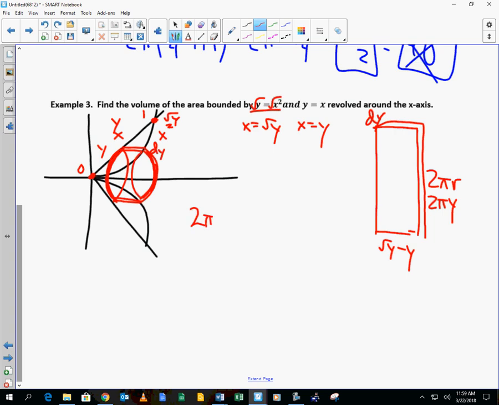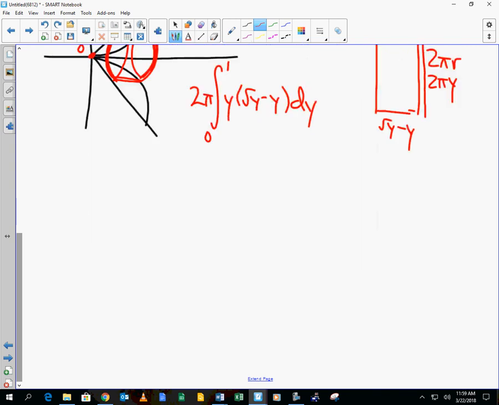2 pi times y times root of y minus y times dy. That's 1. So we go 0 to 1. We distribute it through 2 pi. What's y times the root of y? Y to 3 halves minus y squared dy, 0 to 1, 2 pi.